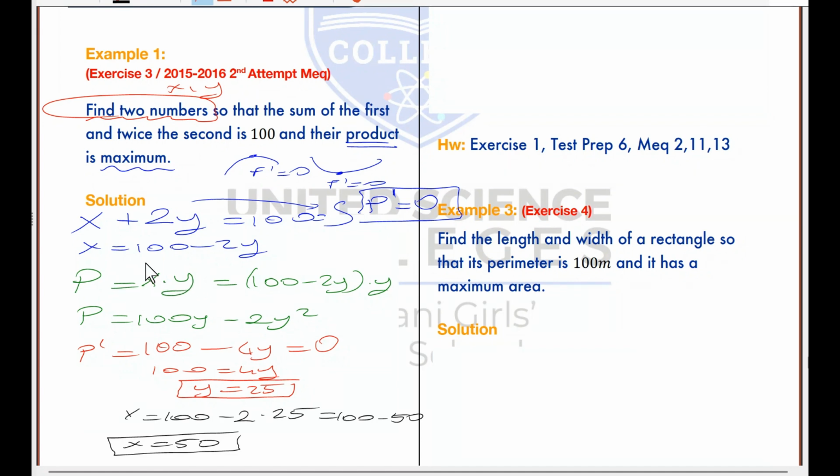I wrote x in terms of y by using the previous thing that I isolated. And I got my asked equation, and I took its derivative because it was asking about the product being maximum. I took the derivative and equalized it to 0 and found the value. By putting this back into the equation, I got the other value. So this is how I solved the question. For the rest of the questions in optimization, these are the steps that we will follow.